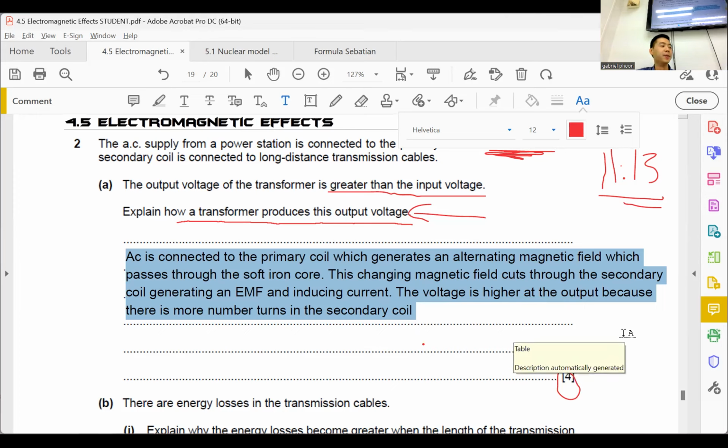Yet again, guys, I keep emphasizing over and over again. This is not an English exam. You don't have to write it word by word, but you must have the key points, guys. Please make sure you know the few key points here.